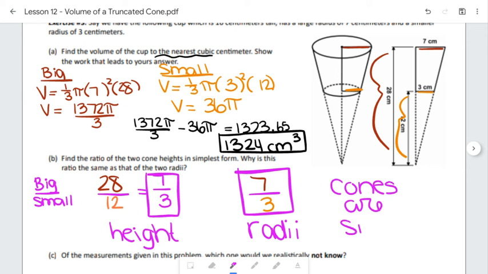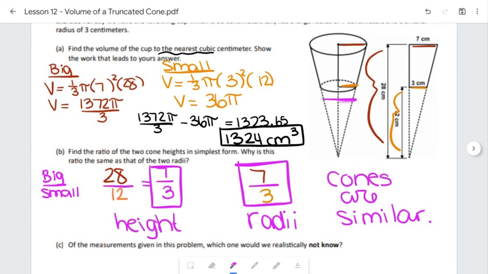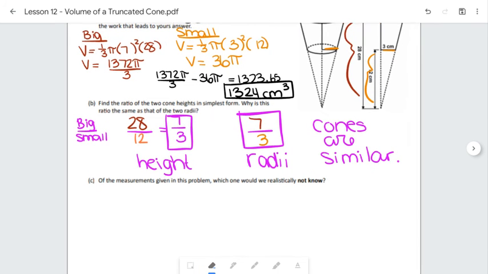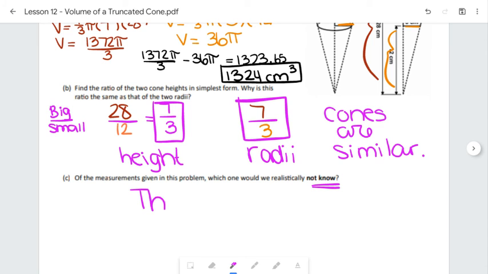And now this is important information for us, because if I'm trying to find the volume of any cup, the realistic part is that there's no bottom piece to this, right? If I was in my cabinet looking at finding the volume of this cup, we don't have an actual cone sticking out. Because that's not realistic for us to have, of the measurements given in this problem, one is not realistically known: we probably won't know the small cone.